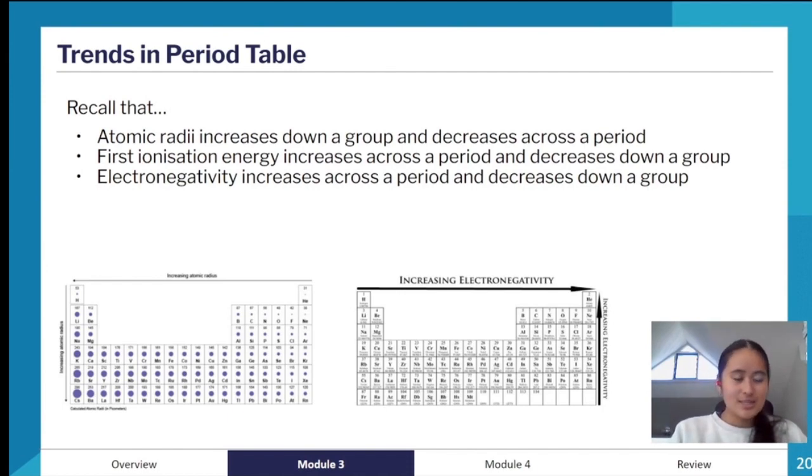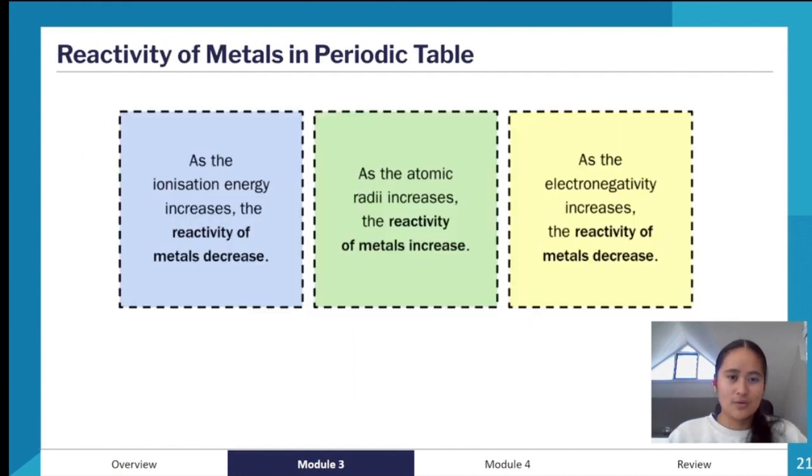How this ties together with the reactivity of metals is that as ionization energy increases, reactivity of metals decreases. As atomic radii increases, the reactivity of metals increases. As electronegativity increases, reactivity of metals decreases.